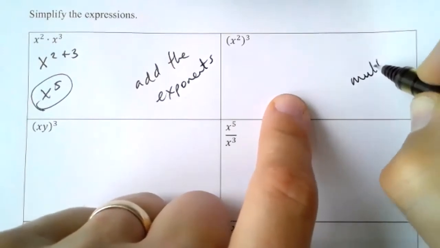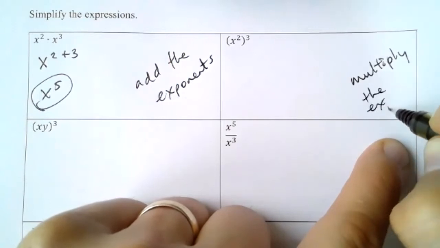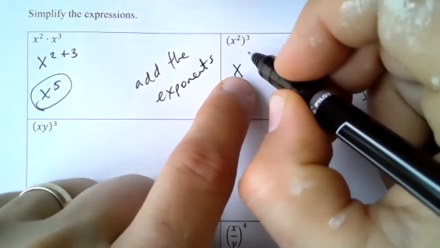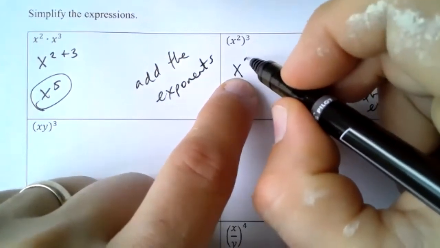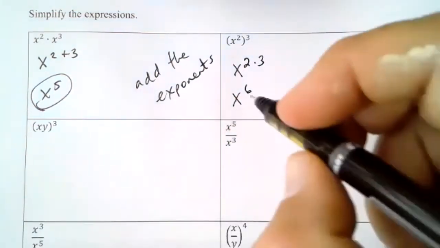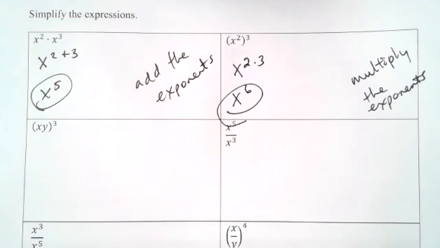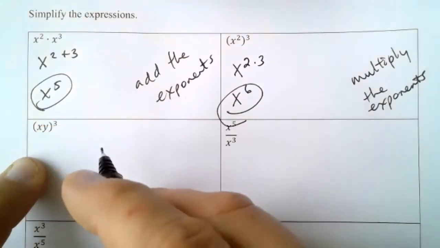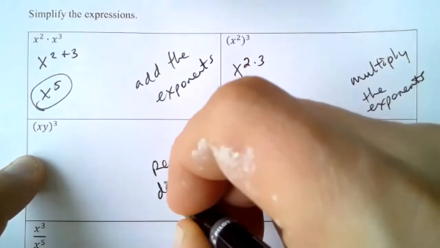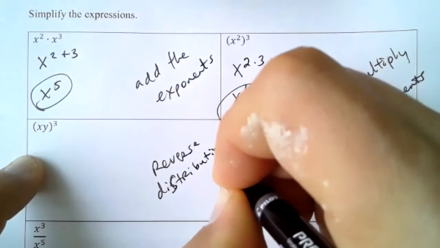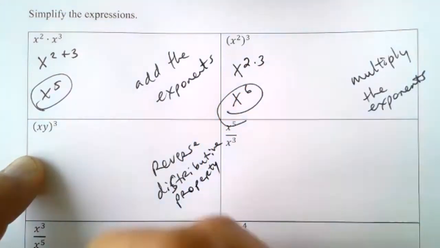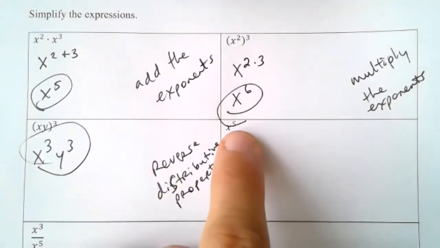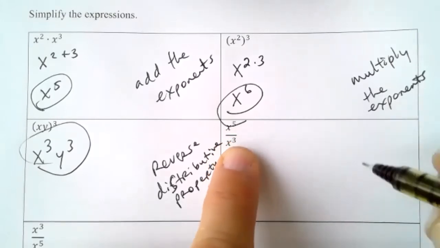Here we're going to multiply the exponents. Exponents are just powers. There's something raised to another power, or in other words, multiplied by itself. In this case, it's 2 times 3. This is going to be x multiplied by itself 6 times. Okay, that's x times y to the 3rd power. So remember, this is like reverse distributive property. So we're going to say x to the 3rd, y to the 3rd. Done. Easy. Next, let's move over here. This is more like a subtraction problem than it is a division problem, so we're going to subtract the exponents.